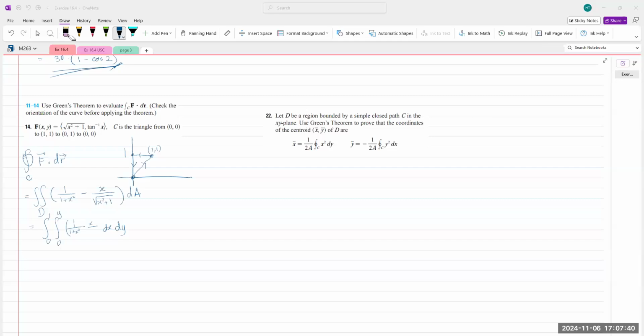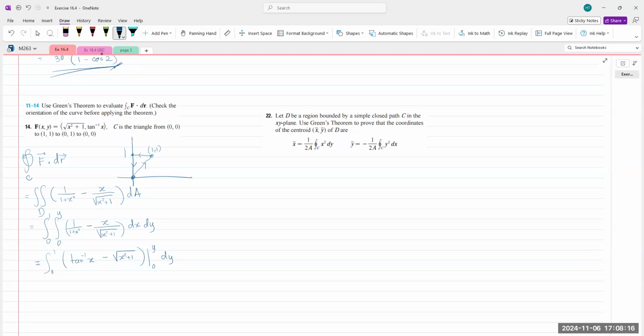Let me give myself some space here. It's too small. So this will be minus x over square root of x squared plus 1. Oh, because I do it with respect to x first, right? So when I integrate with respect to x, that will give us tangent inverse x minus square root of x squared plus 1, from 0 to y, dy, right?